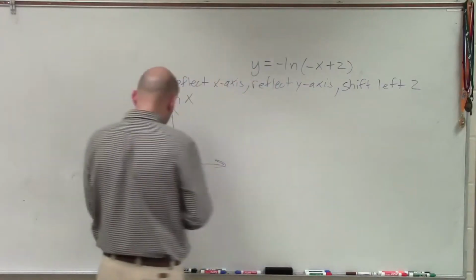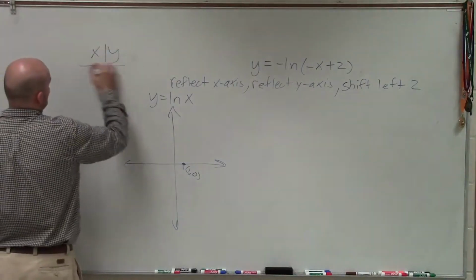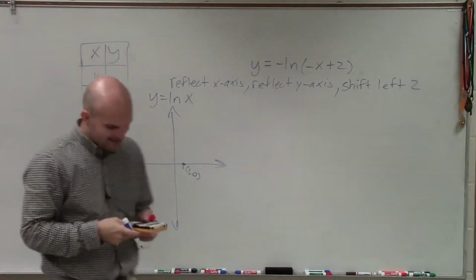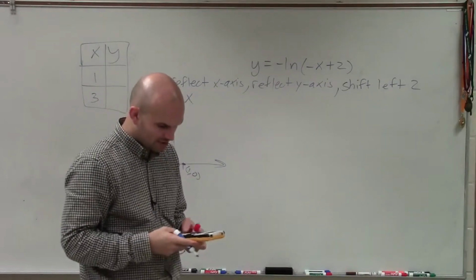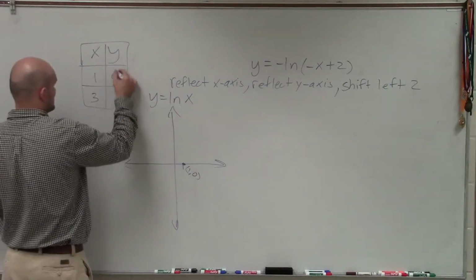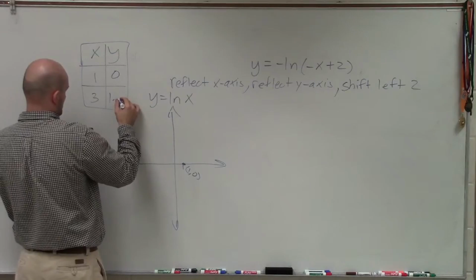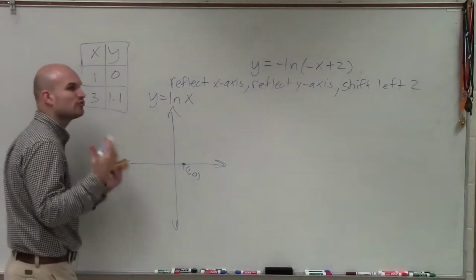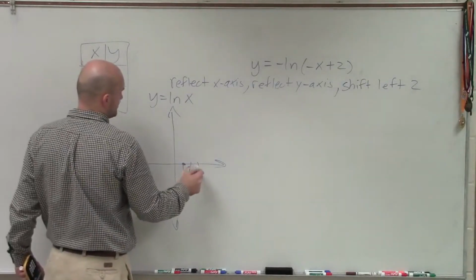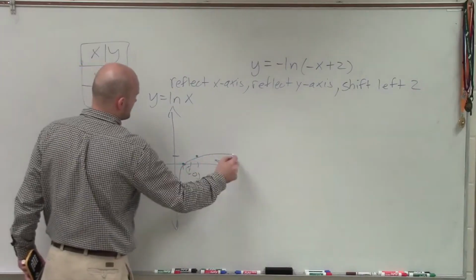Then you can choose another point. Remember, we're just choosing an xy table, so you can just pick whatever points you want. 1, and let's just pick 3. If I did the ln of 3, I'll just plug that in my calculator. ln of 3 is 1.1, and this is an approximation because e is an irrational number. So over 3, 1, 2, 3, and then instead of up 1, it'll be just over 1. All right, so my graph's going to look something like this.